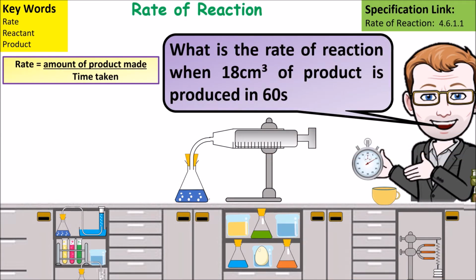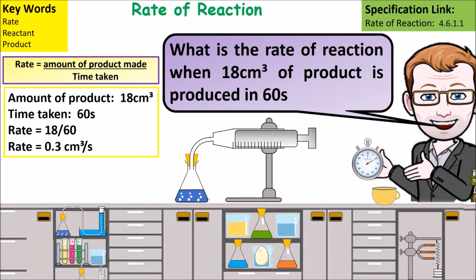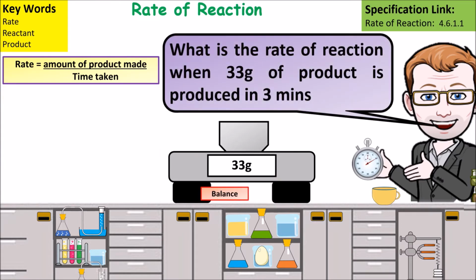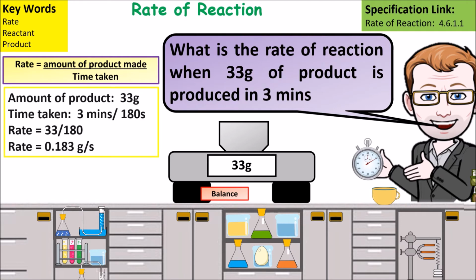If we look at what is the rate of reaction when 18 centimetre cubed of product is produced in 60 seconds, we'll do that by 18 divided by 60, so the rate would be 0.3 centimetre cubed per second. If we're looking at what is the rate of reaction when 33 grams of product is produced in 3 minutes, it would be 33 divided by 180. Remember that we usually turn the minutes into seconds, which would give you a rate of 0.183 grams per second.